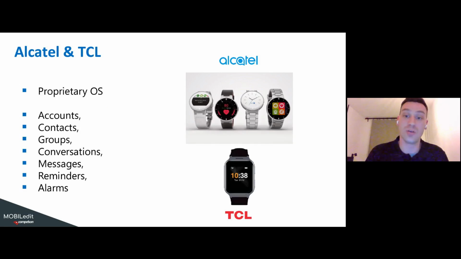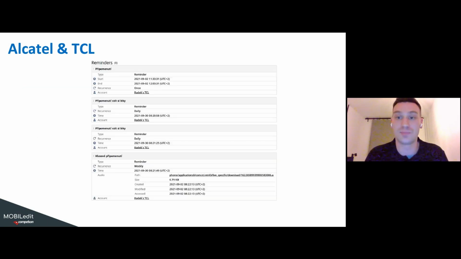Right. So another smartwatch that we're looking at is the Alcatels and the TCLs. They both have their proprietary operating system. And with these, you can get accounts, contacts, groups, conversations, messengers, reminders, alarms as well. These are definitely a little bit lower end. I would be surprised if you encountered these in North America, but maybe somebody went on Temu or Alibaba or whatever marketplace is being used now for cheaper Chinese goods. That's where they'll have these.